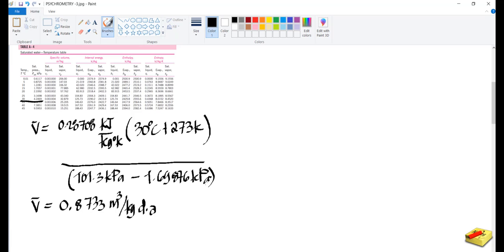Okay, so for the units, kPa will be kilonewton per square meter, so this will be kilonewton meter, so those cancel. We have meter, and Kelvin will be cancelled out. So we have the answer now, with the same units. Just checking the units.